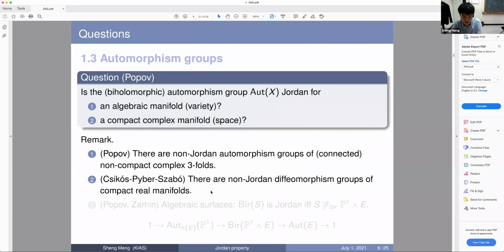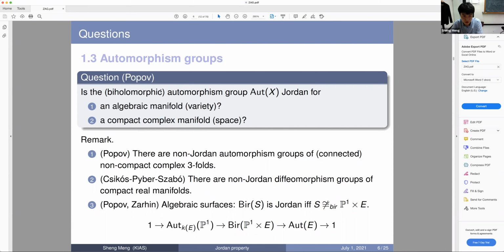And we also need to consider the automorphism group here. So we need it to be the automorphism group instead of the birational automorphism group, because Popov and Zarhin show that for algebraic surfaces, the birational automorphism group of the surface S is Jordan if and only if S is not birational to the product of P1 and E, where E is an elliptic curve. So here it gives an example which shows that the extension cannot preserve the Jordan property.